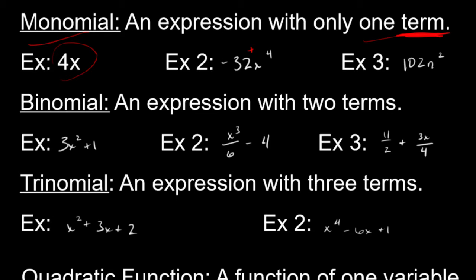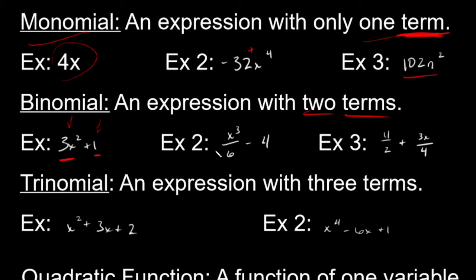So then you look at something like 102 n squared, where you've got your 102 and your n squared. They're jammed together. They're being multiplied, and so it creates just a single term. And compare that to a binomial where you have two terms, and so you should see that you've got two different pieces that are separated by a plus or a minus. So you've got one term here and another term here. You've got your 3x squared plus your 1. So you've got the first term and the second term, first term, second term.